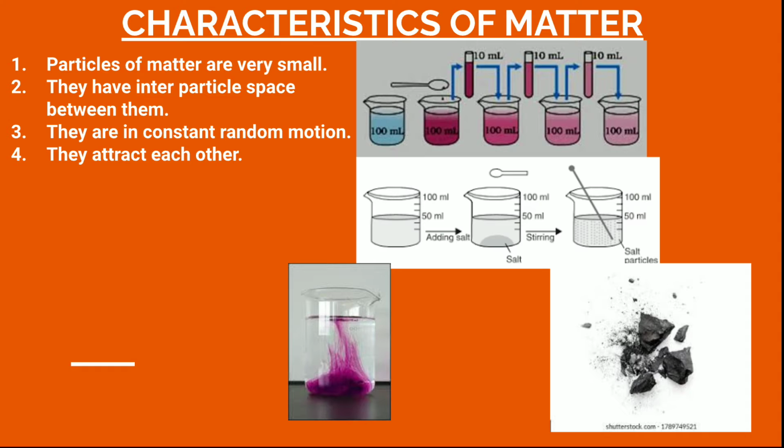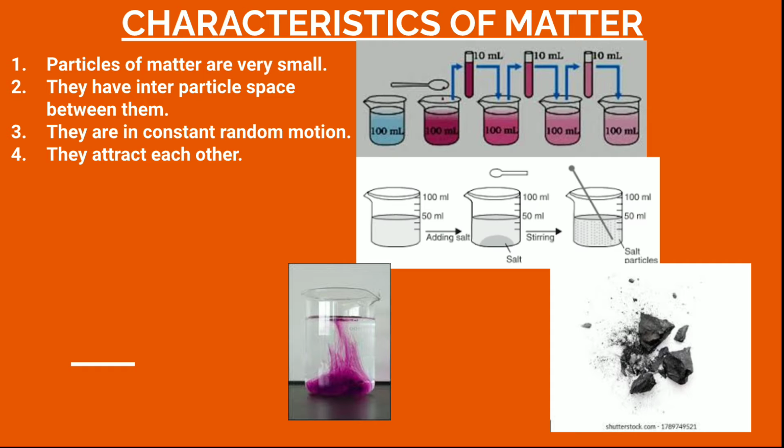Next, the particles are in constant random motion. In the third picture, we take a beaker, fill it with water and put some potassium permanganate into it. We will see after some time that the pink color is spreading through the whole water inside the beaker. That means the particles of potassium permanganate are in constant random motion. Even if we don't stir at all, slowly the whole water becomes pink. That means the particles inside the beaker are in constant random motion.